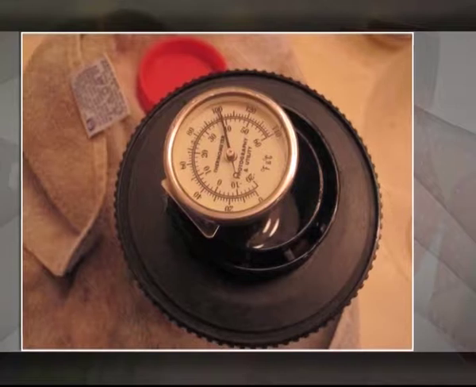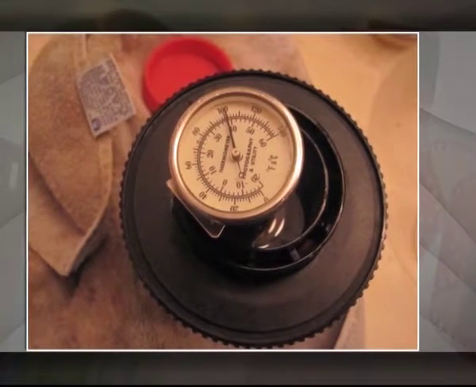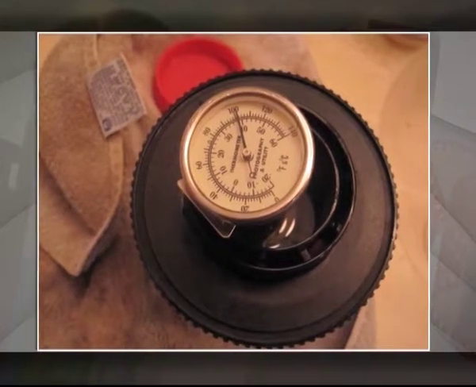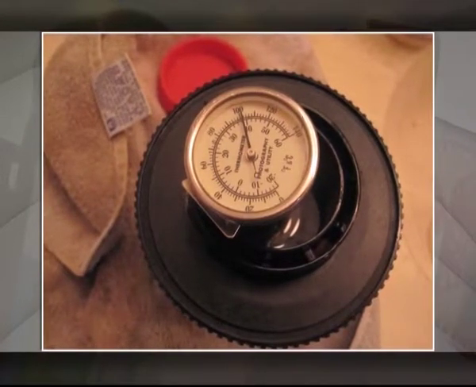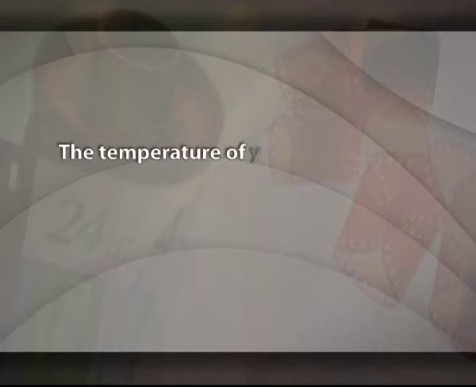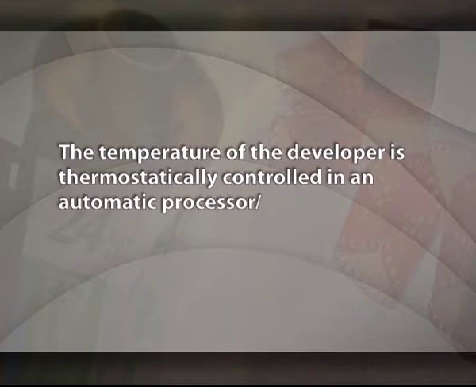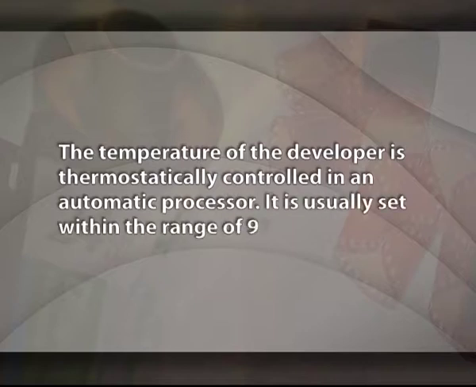Development temperature. The activity of the developer changes with temperature. An increase in temperature speeds up the development process and increases film sensitivity because less exposure is required to produce a specific film density. The temperature of the developer is thermostatically controlled in an automatic processor. It is usually set within the range of 90 to 95 degrees Fahrenheit.